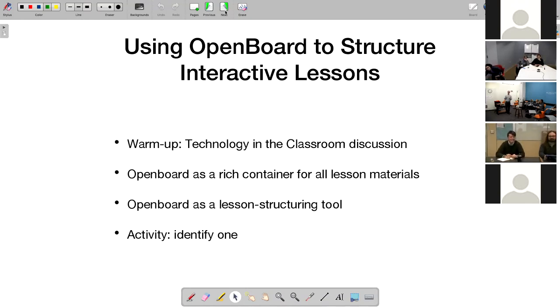So we'll basically run through a piece of an Italian elementary lesson, and you can kind of track how this happens. And then finally, a little piece of what I wrote disappeared, but it's supposed to say, identify one way in which OpenBoard can be useful for your language. So we'll have that as a discussion as well.